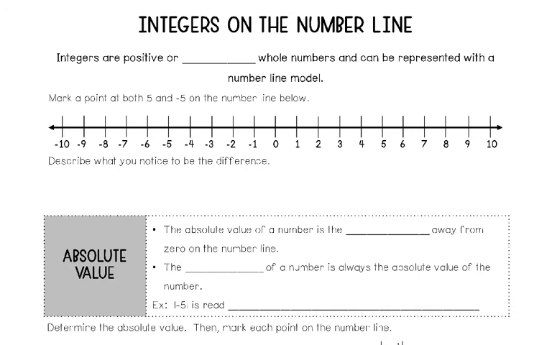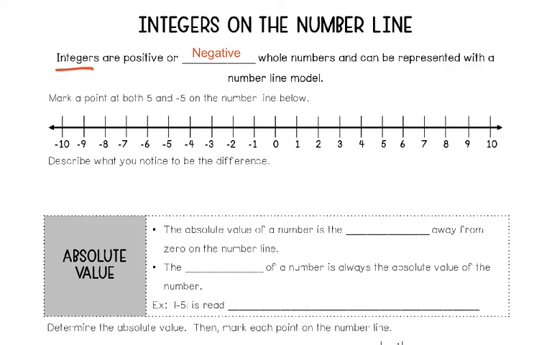So that was all review of stuff you've already known. Let's go ahead and get into the new stuff. This is integers on a number line in 7th grade. We learned in the last lesson what integers are. They are positive or negative whole numbers and can be represented with a number line model. Integers are types of rational numbers. So we're going to mark a point at both 5 and -5 on the number line below. We've already done this, so you can try it on your own.